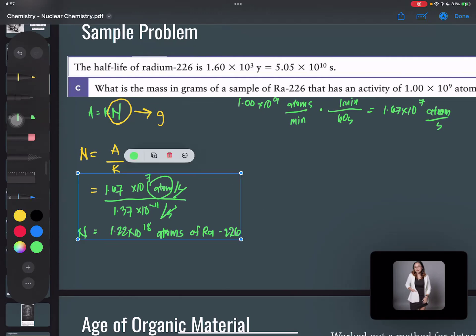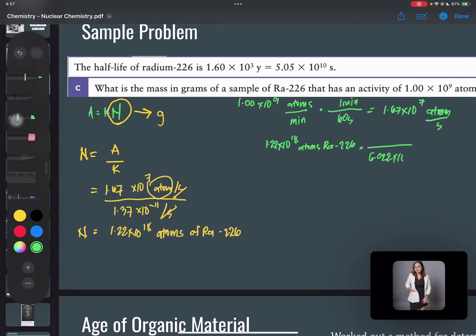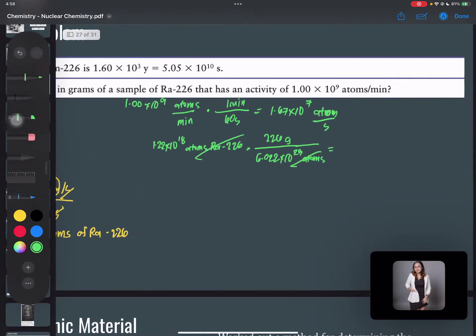Now, we are asked to get the answer in grams. So let's convert it to grams. 1.22 times 10 to the power of 18 atoms of Ra-226, that is 6.022 Avogadro's number, and the mass of Ra-226. That should be equal to 4.58 times 10 to the power of negative 4 grams.